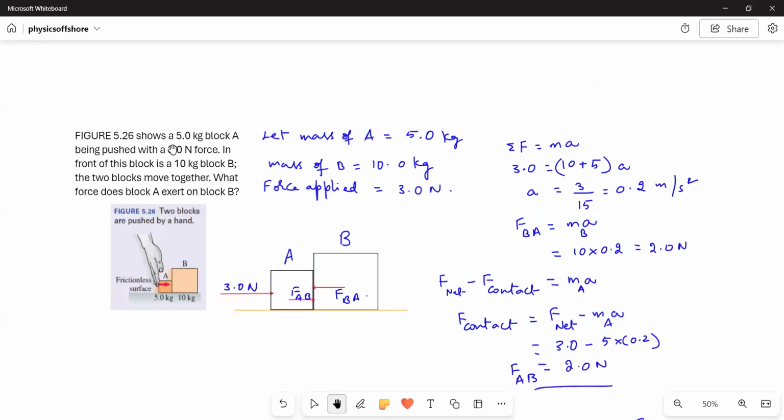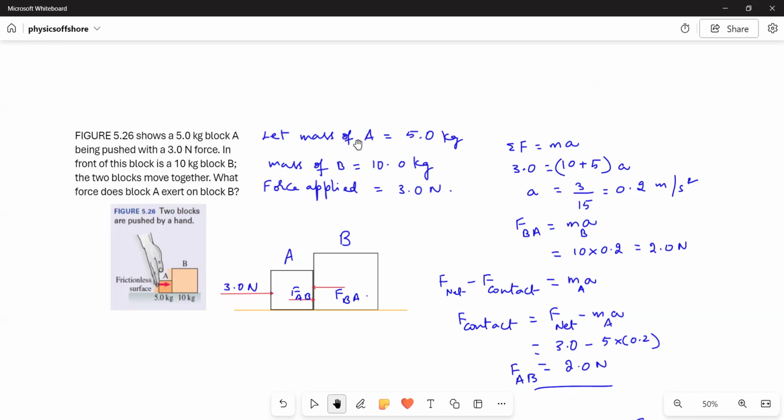Figure shows a 5 kg block A being pushed with a 3 Newton force. In front of this block is a 10 kg block B. The two blocks move together. What force does block A exert on block B?